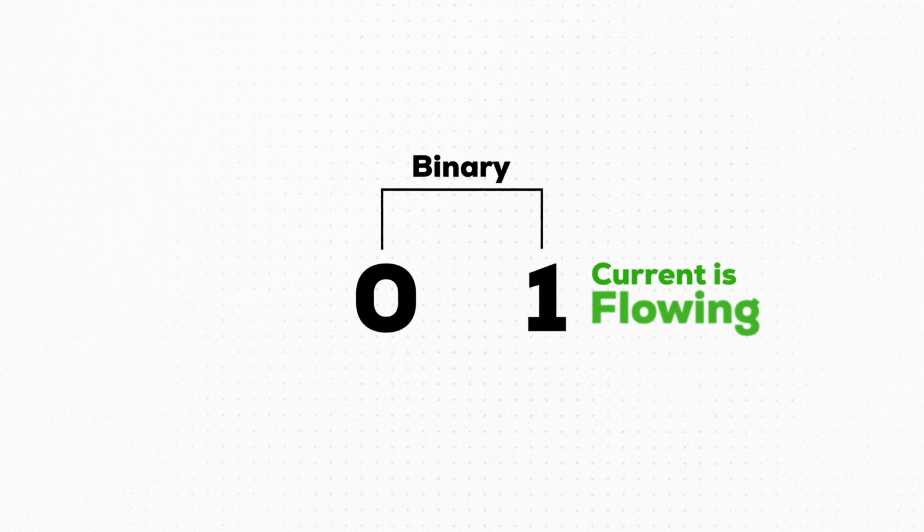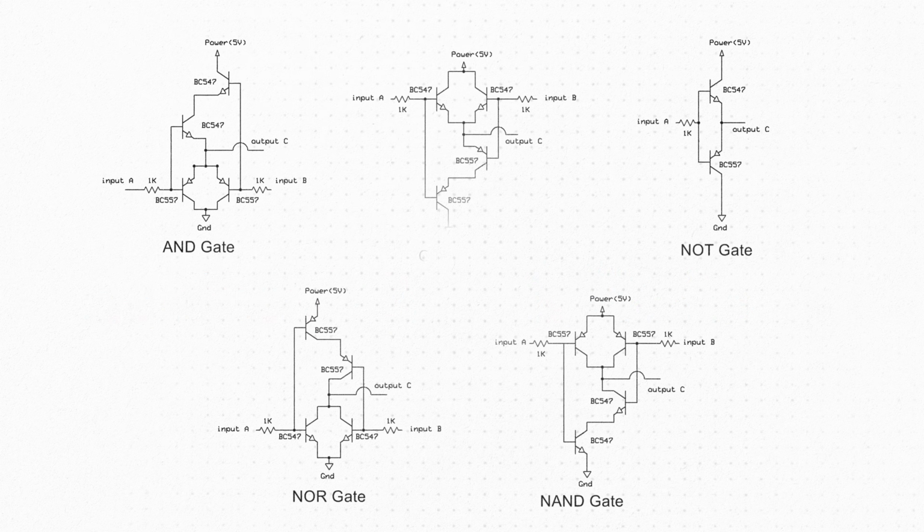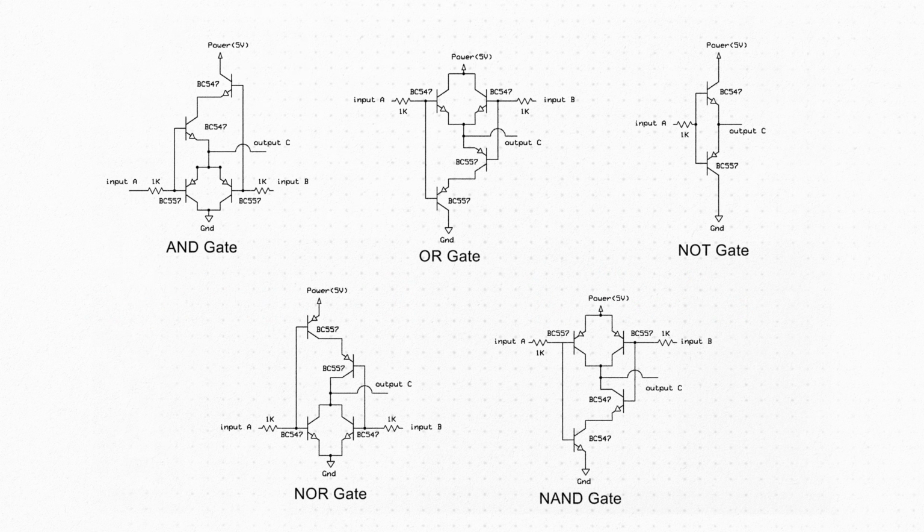And this is where we enter the realm of logic. We use switches to represent binary. If a current is flowing through it, it's a 1, and if no current is flowing through it, it's a 0. Simple, right? By wiring transistors together in specific patterns, we create something called logic gates. It's a lot like programming.